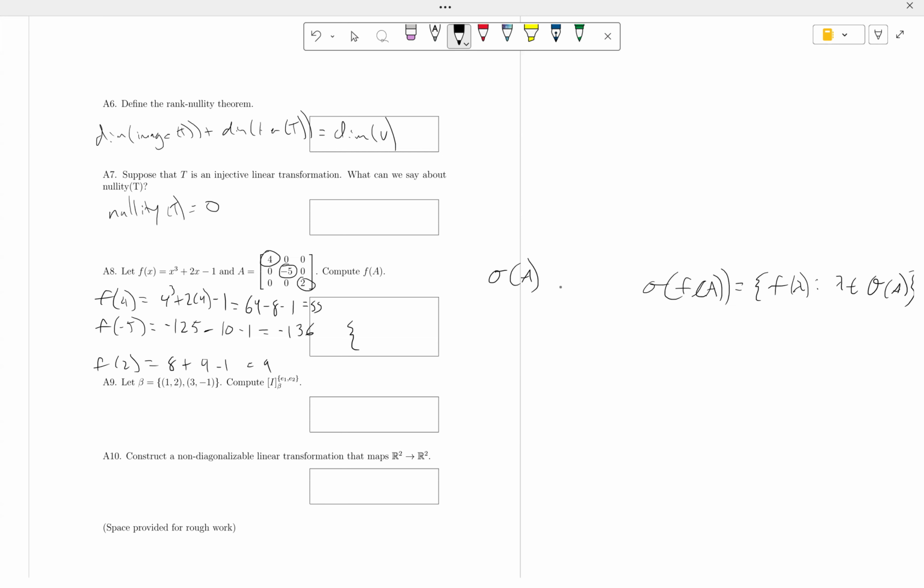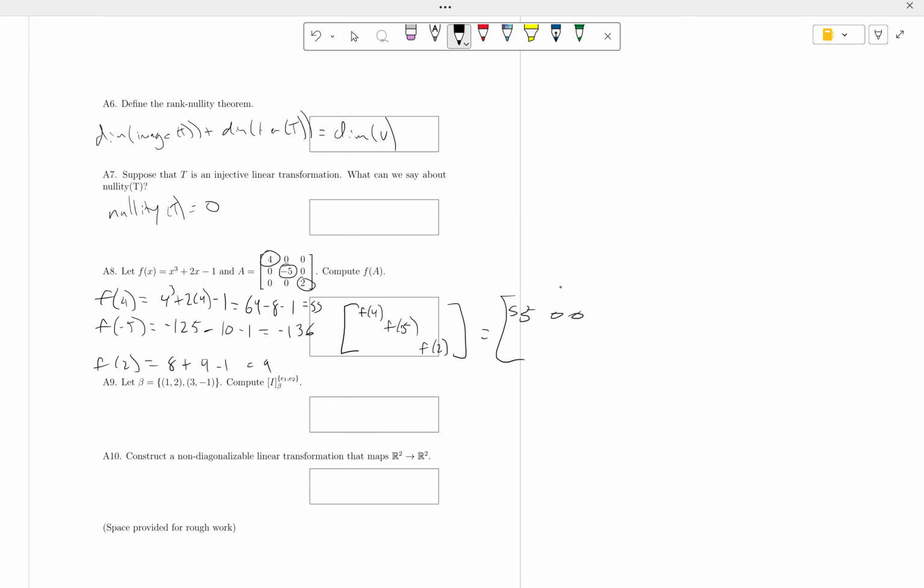Oops, I'm not looking at the eigenvalues. I'm looking at f applied to the matrix. So f applied to A is f applied to these diagonal entries. I've done most of the work. I was just answering a different question. So this means that my matrix is the diagonal matrix with entries 55, minus 136, and 9.